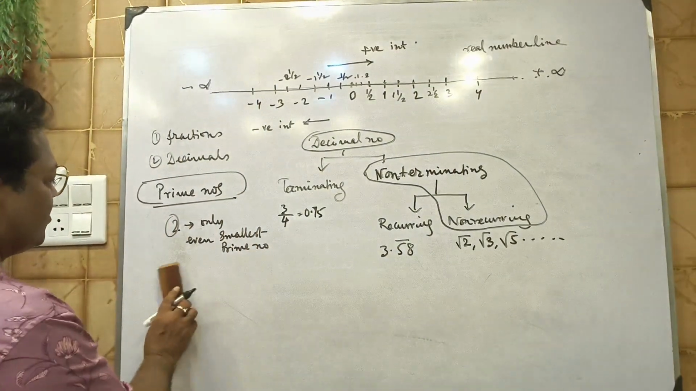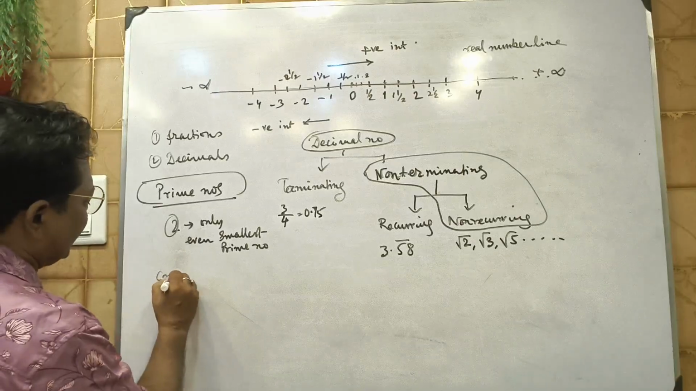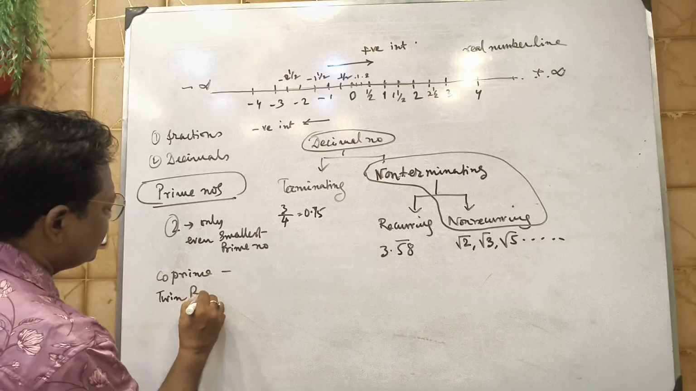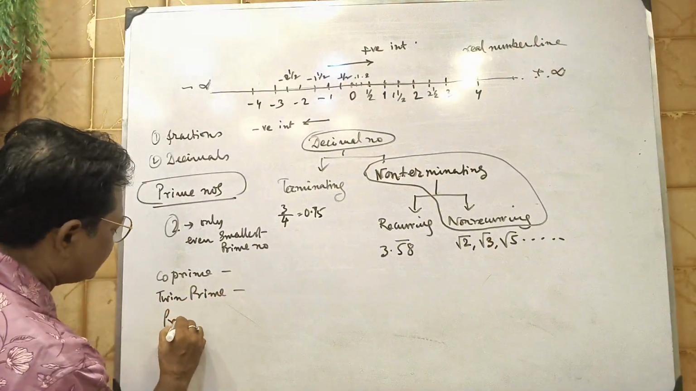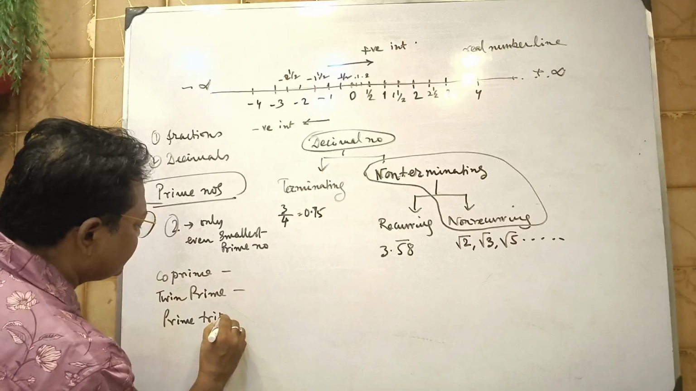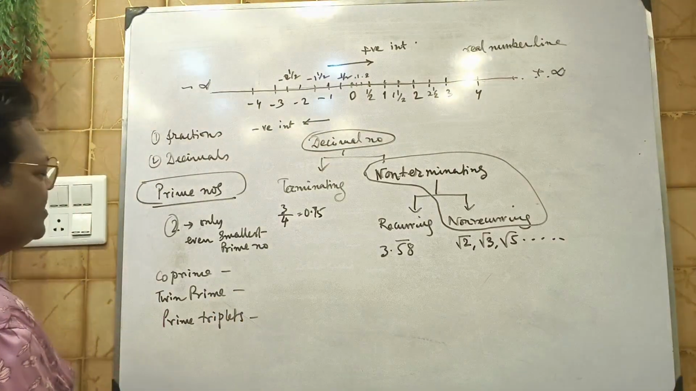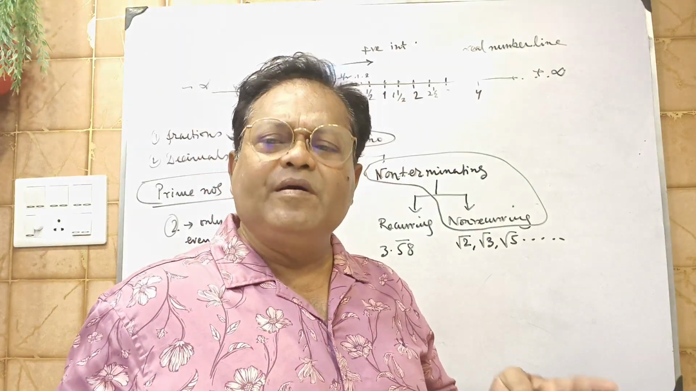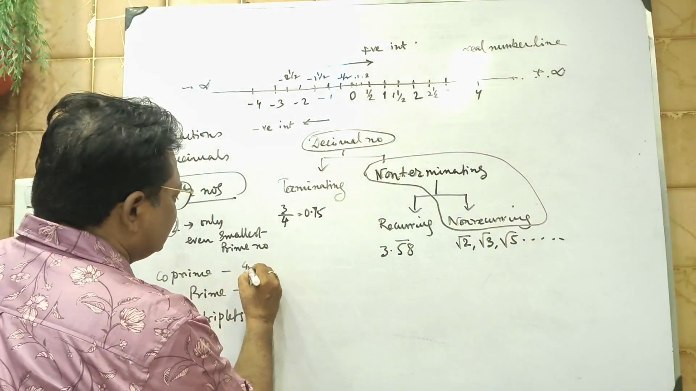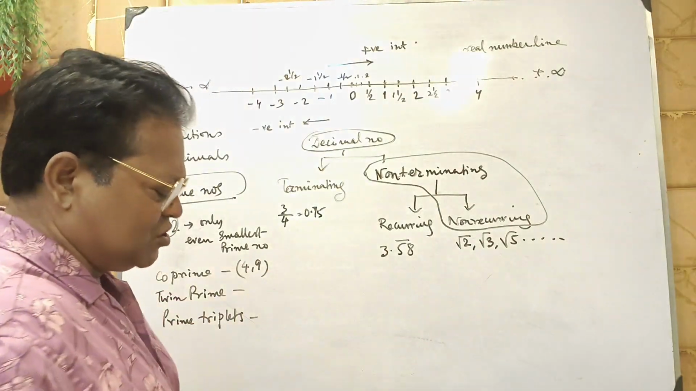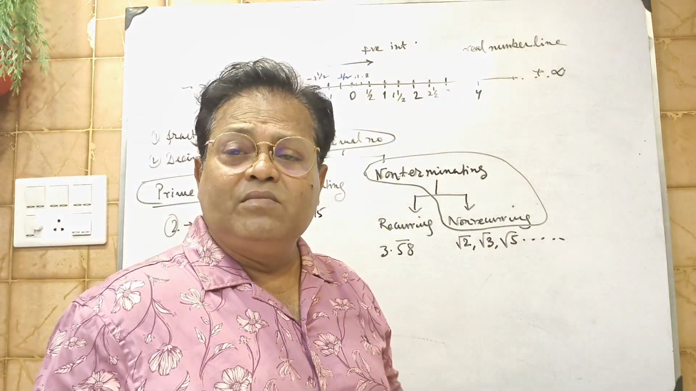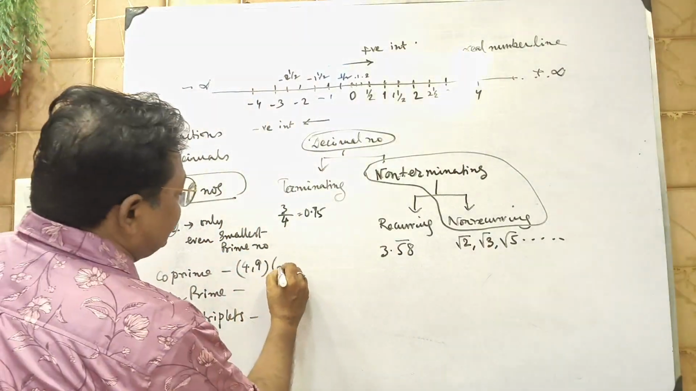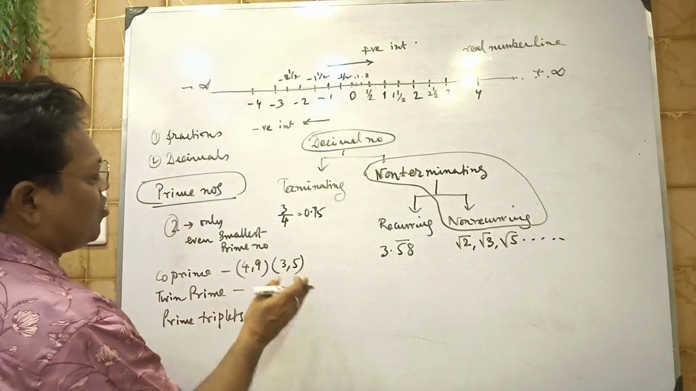Now, some terms we will get: co-prime, twin prime, prime triplets, etc. Co-prime means two numbers which have no common factor other than 1. They may not be prime numbers. As for example, 4 and 9. 4 and 9 are a pair of co-prime numbers because 4's factor is 2 only and 9's factor is 3. They have no common factor. It may also be 3 and 5. They also have no common factors.